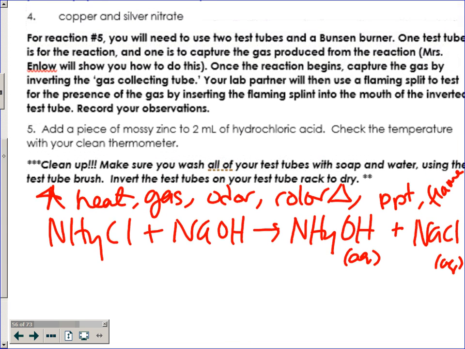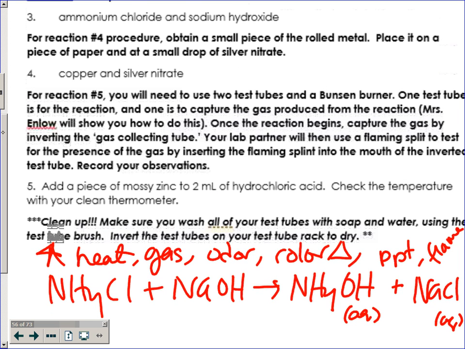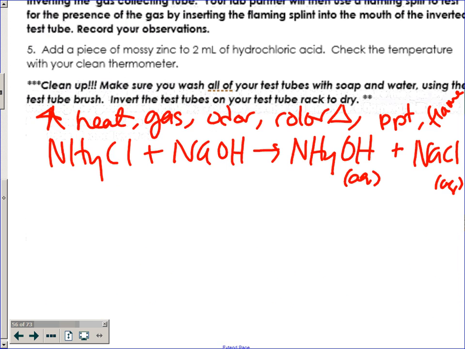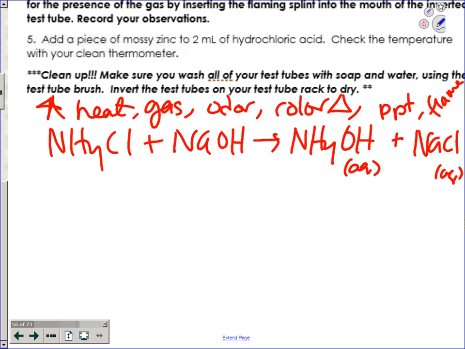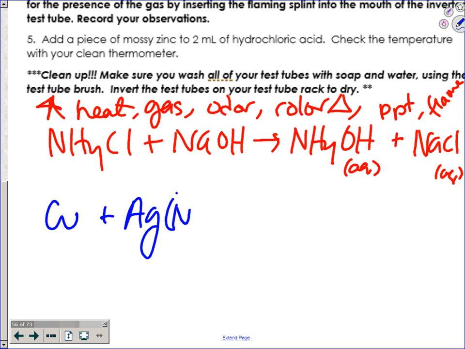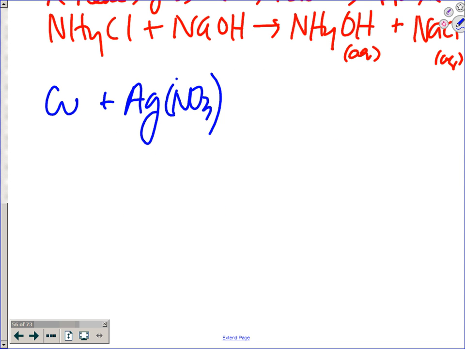Number 4, copper and silver nitrate. This is the one I want to do an example of the single replacement with you, and that's going to give you an idea on how to do number 5, hopefully. So what's copper? Cu. And what was the other thing? Silver nitrate, right? So what kind of reaction is this again? Single. And who's trying to replace who? And is copper successful in replacing silver? Yes, because it's really active. It's super high on the series compared to silver.